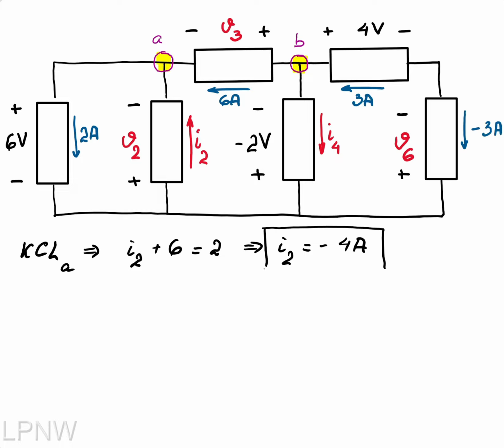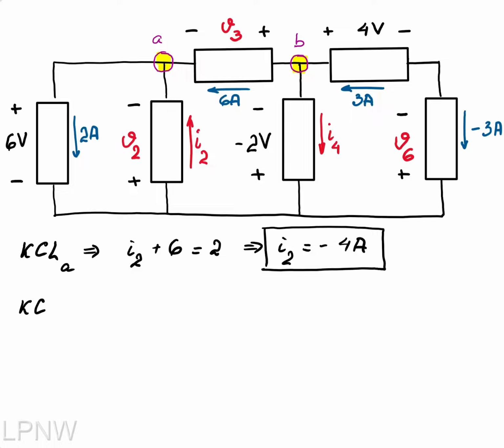One quick note in here: the fact that we end up with a negative current, a negative value, just indicates that the originally given direction of the current I2 was wrong. In reality, the current flows in the opposite direction.